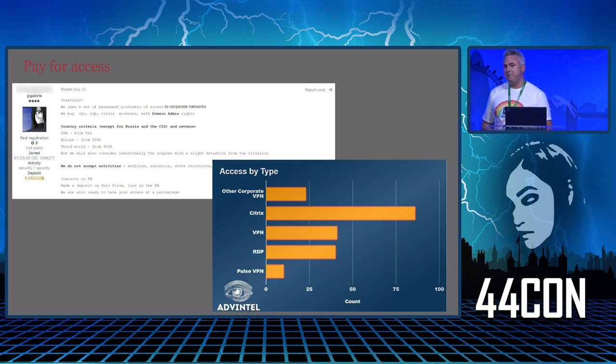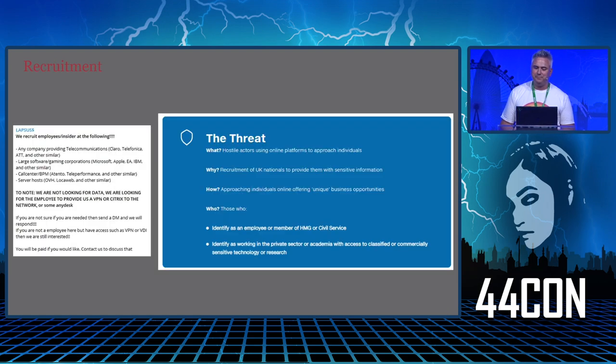But you don't always have to pay for the access. The other option, of course, is to recruit people. And this is something that Lapsus did, obviously now defunct. Most of them were found guilty, certainly in the UK. They were directly advertising to employees and saying, hey, look, give us your credentials and we'll give you money.